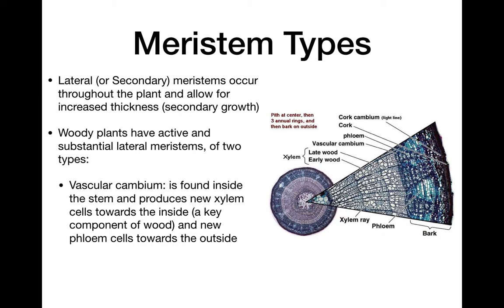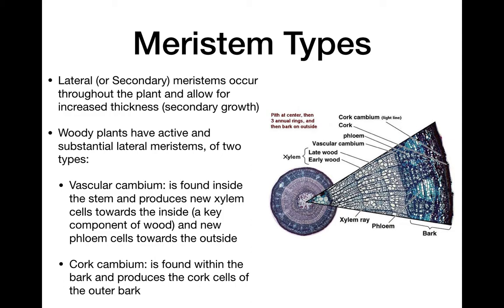There are two types of meristem tissues. You have the vascular cambium, which you can see here in the diagram. It's found inside the stem, and it's going to produce new xylem cells. We know xylem is a really important part of wood. So these are all bits of xylem, and new phloem cells towards the outside. So xylem towards the inside, phloem towards the outside. It's going to make both of those things. Very important, make sure it makes sense: vascular cambium makes vascular tissue.